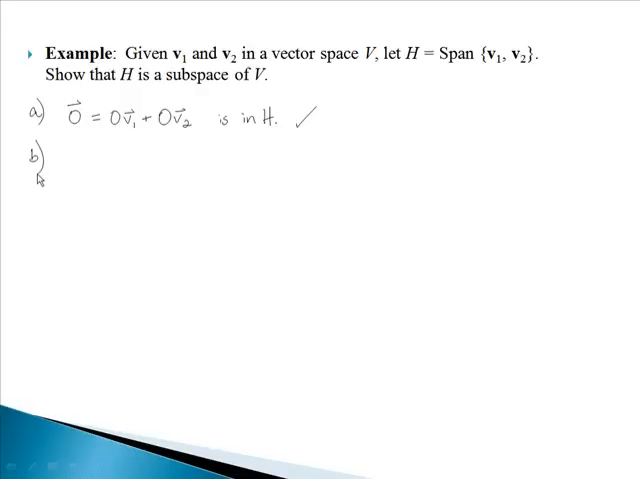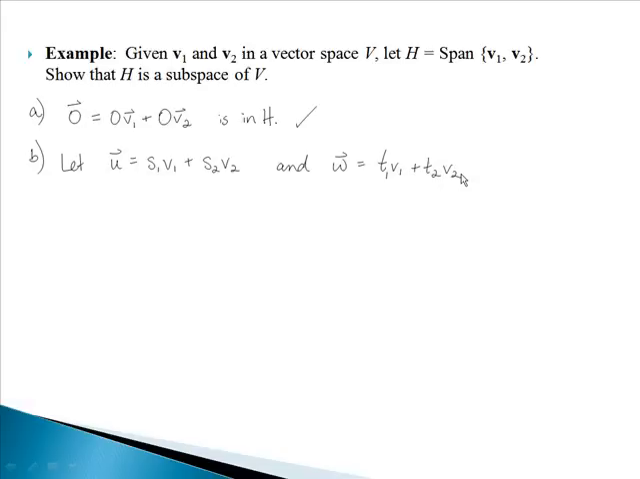To show the second one, we want to show that it is closed under vector addition. So I'm going to define two vectors. I'm going to let u be s1 v1 plus s2 v2, and w be t1 v1 plus t2 v2.